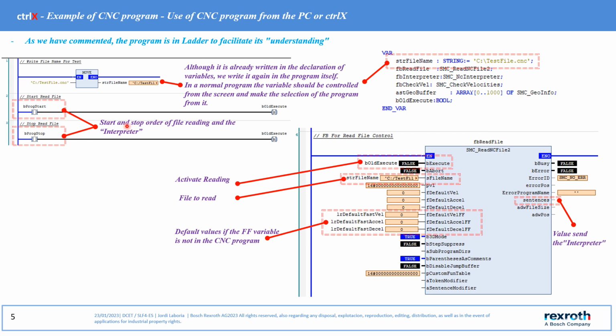On this page, we can see the configuration to activate the reading of the CNC file located on the PC. The module is activated with the same program start button used to activate the interpolator, which activates a bit that will remain active until we stop the program with the stop program. The sentences output is the one that we will use to send to the interpreter module. Acceleration, deceleration and speed values, if they are not in the CNC program.